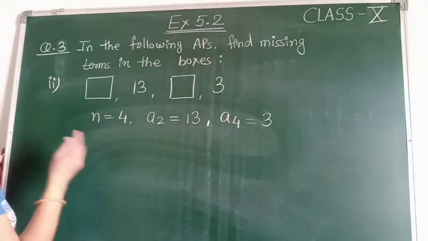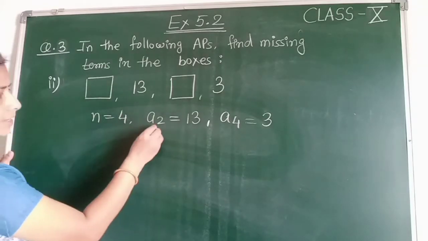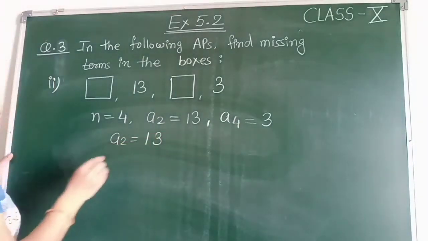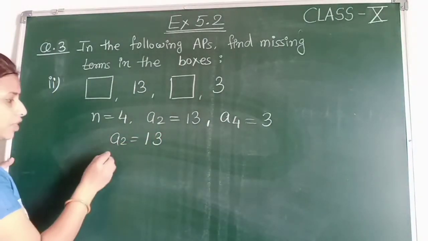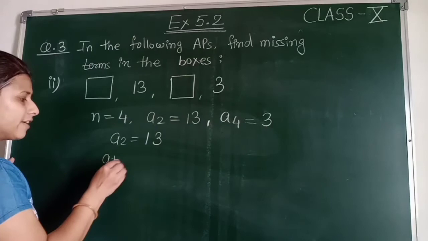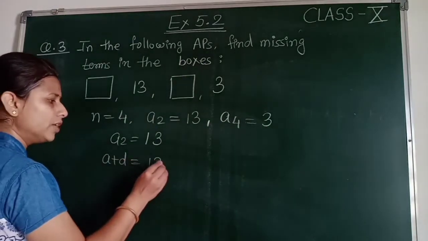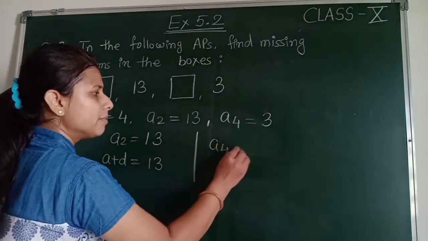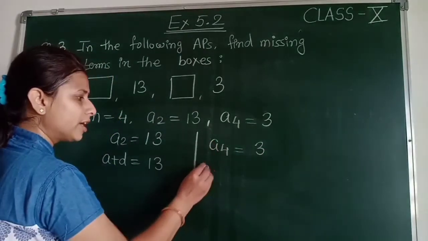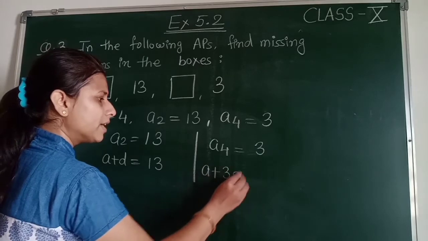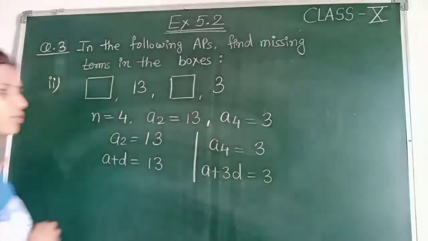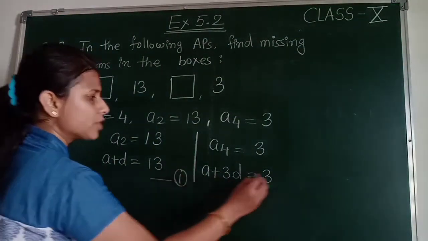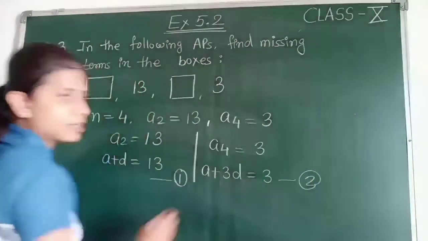Student, how can we find them? Second term is given here as 13, and from the general form of an AP, as we know, the second term we can write as A plus D, which is equal to 13. And here what is given? Fourth term is equal to 3. And the fourth term, how can we write it? A plus 3D equals 3. It means we have two equations. This one is equation number 1, and this one is equation number 2.